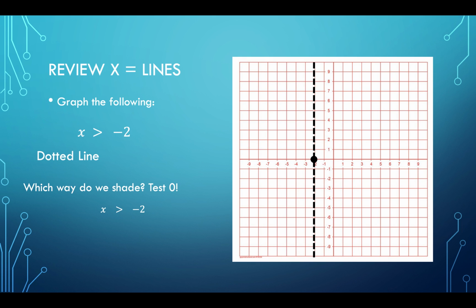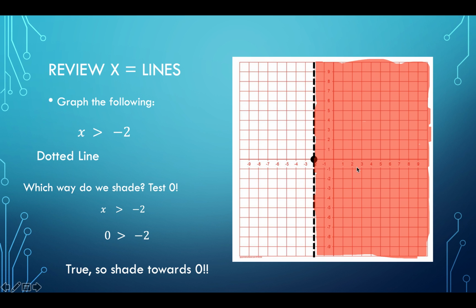So we have x is greater than negative 2. And then for x, we're going to put a 0. So we have 0 is greater than negative 2. Is 0 greater than negative 2? Yes, it is. It's true. So now we're going to shade towards 0. Any number to the right, any number towards 0, is greater than negative 2. So we can go ahead and shade in here. Like we did in the example, 0 is bigger than negative 2. So that's why we're going to shade.